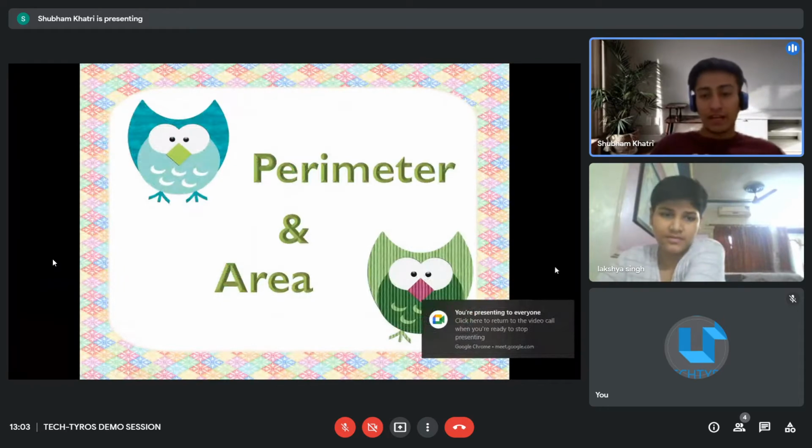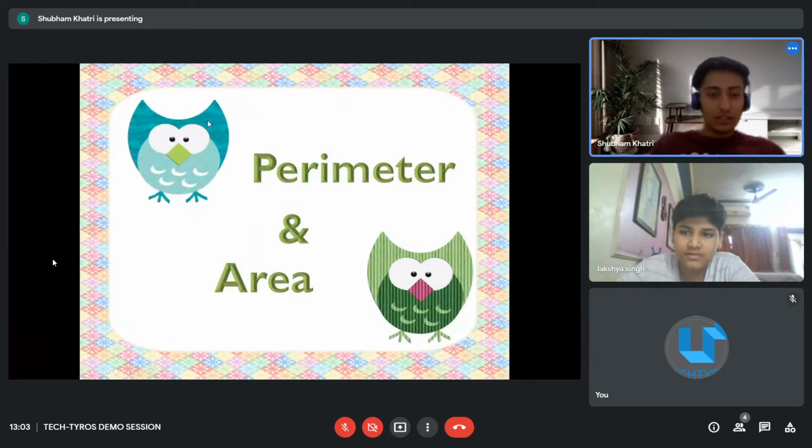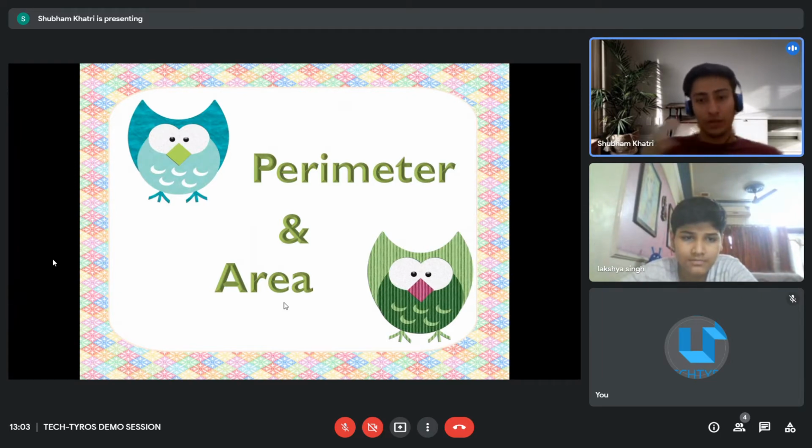So, today we'll start with perimeters and areas. This is Ulu and this is Lulu. Today, Ulu will tell you about perimeter and Lulu will tell you about area. So, there are two topics: what is perimeter, what is area.